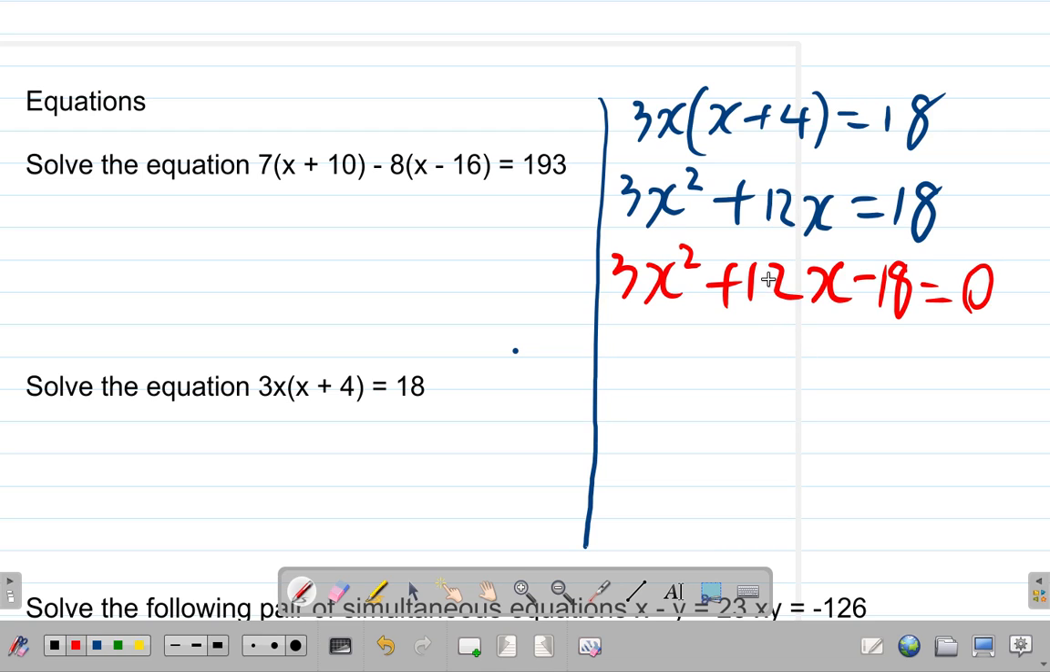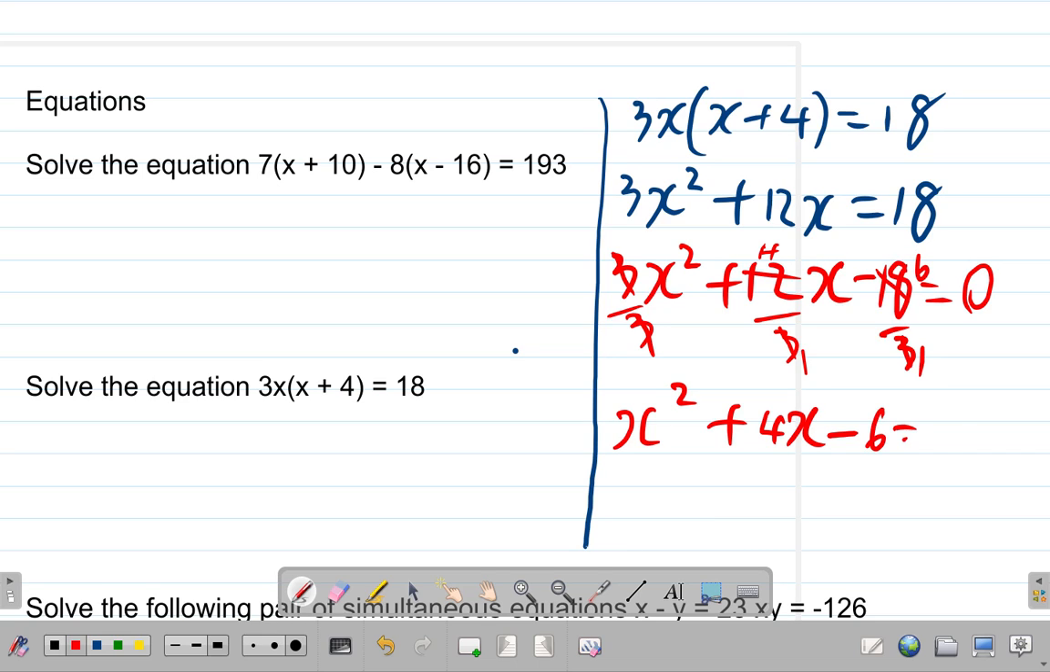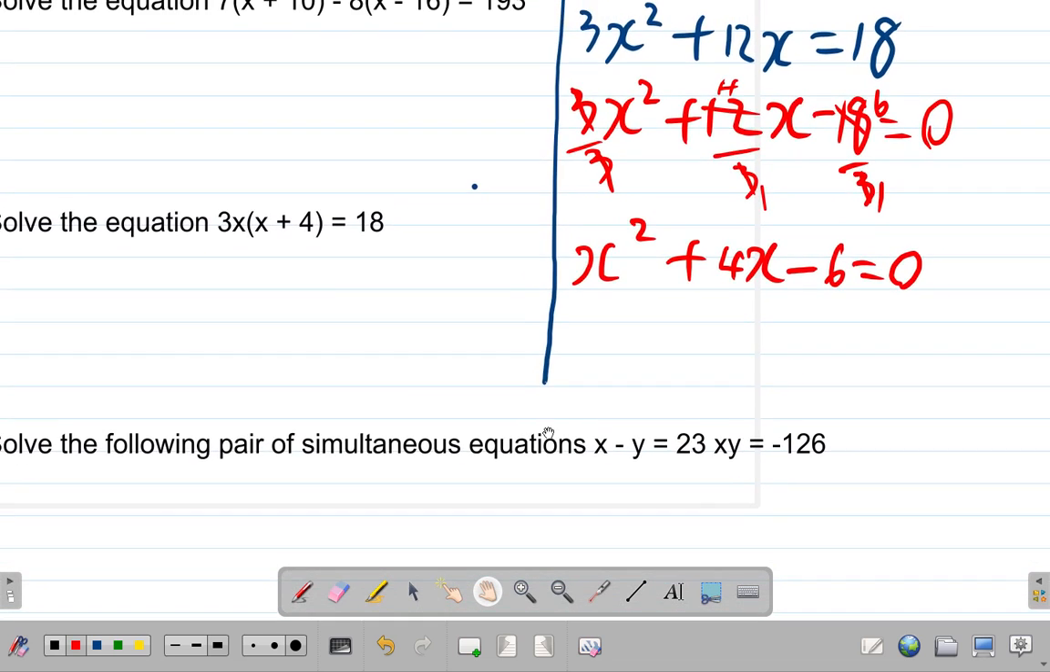Now here, you can see something. We can divide everything by 3. If you divide this by 3, this by 3, and this by 3, 3 will cancel 3 to give the x squared plus, 3 into 12, 4x, minus, 3 into 18, 6. So it's x squared plus 4x minus 6 equals 0. Alright, nice. Can it be factorized? It doesn't seem like it can be factorized. Let's just work it straightforward using the formula.